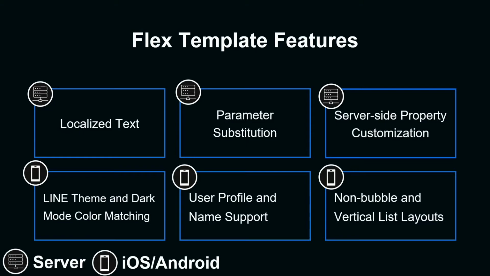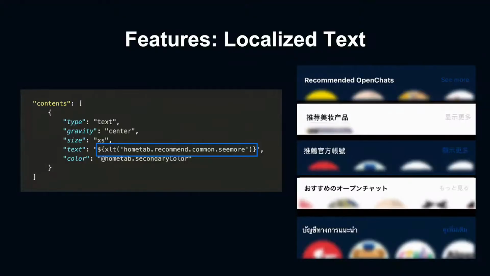As for the iOS and Android side, we also have Line theme and dark mode color matching. Then to show the user profile, we have user profile and name display support. Also, the Flex template has some new layouts like a non-bubble one and a vertical list layout. Here are some examples of the features.